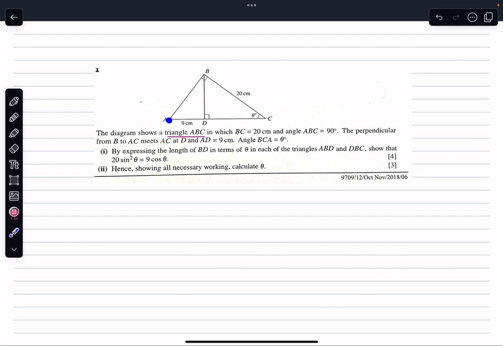Here I can see that there are two right angle triangles. One is ABC, and another is BDC. They are asking us to express the length of BD in terms of θ in each triangle, ABD and DBC, and show that 20 sin²θ equals 9 cos θ. So we shall be solving the two triangles to get this question solved.